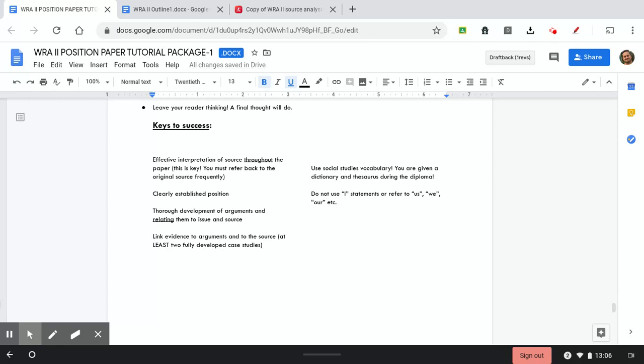Link evidence to arguments and to the source, so at least 2 fully developed case studies, that's the depth. Use vocabulary. You get to use a dictionary and thesaurus during the diploma, so there's no reason for you to be excluding important social studies vocabulary. Do not use I, or us, or we, or our. Avoid those terms. Now, one thing to keep in mind here, I don't ever want to read I think.